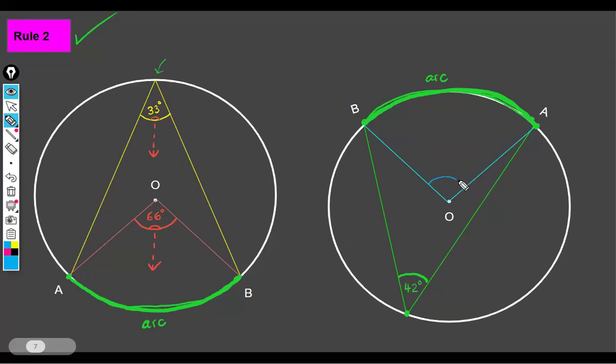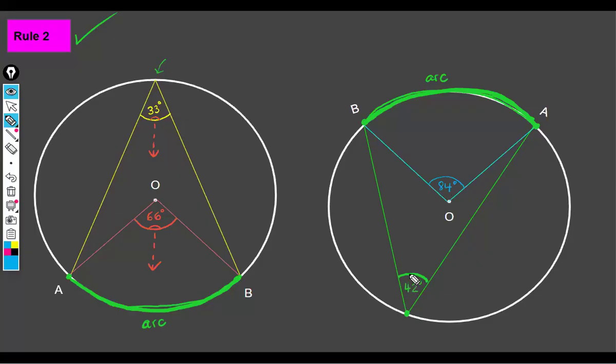Anybody want to tell me what the size of this angle is now? Let's take a wild guess. What would be the size of the blue angle, the one at the center at point O, which is called the center? Let's take a wild guess. It would be 84. Correct. It would be twice the size. Remember, the one at the center will always be twice the size of the one at the circumference. So in case you didn't realize, 42 multiplied by 2 is 84.